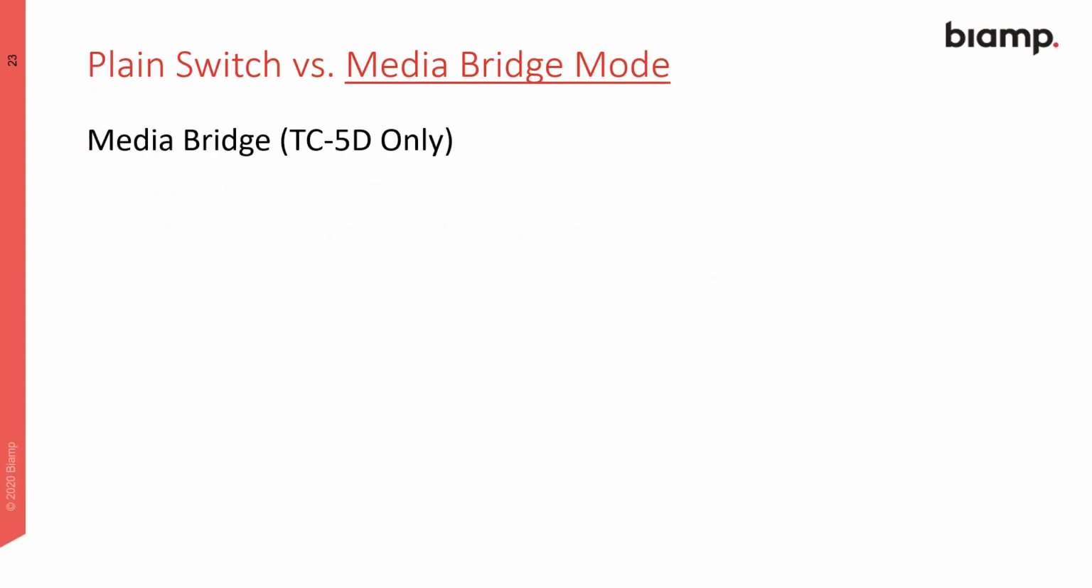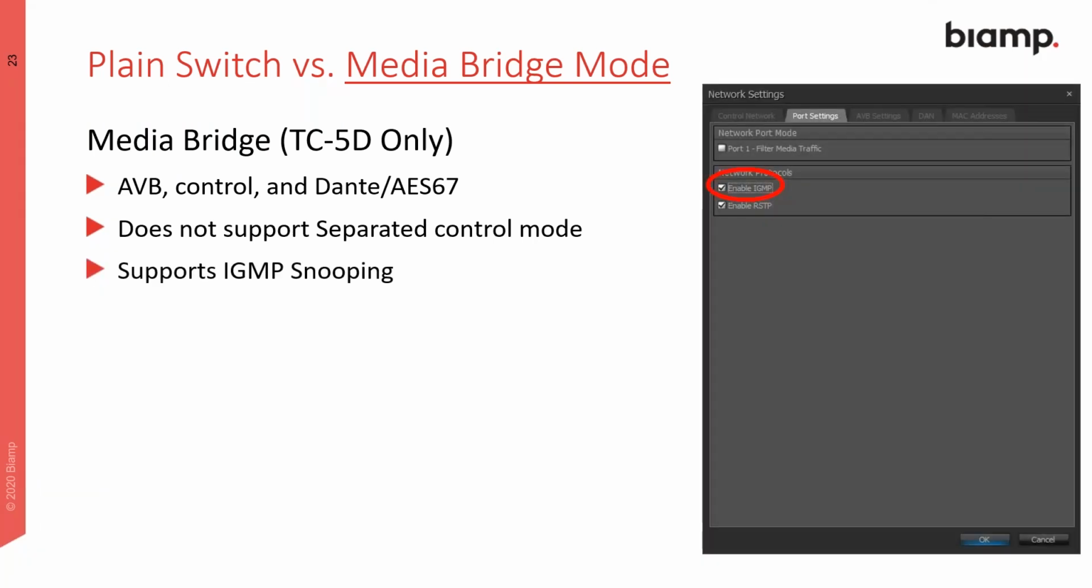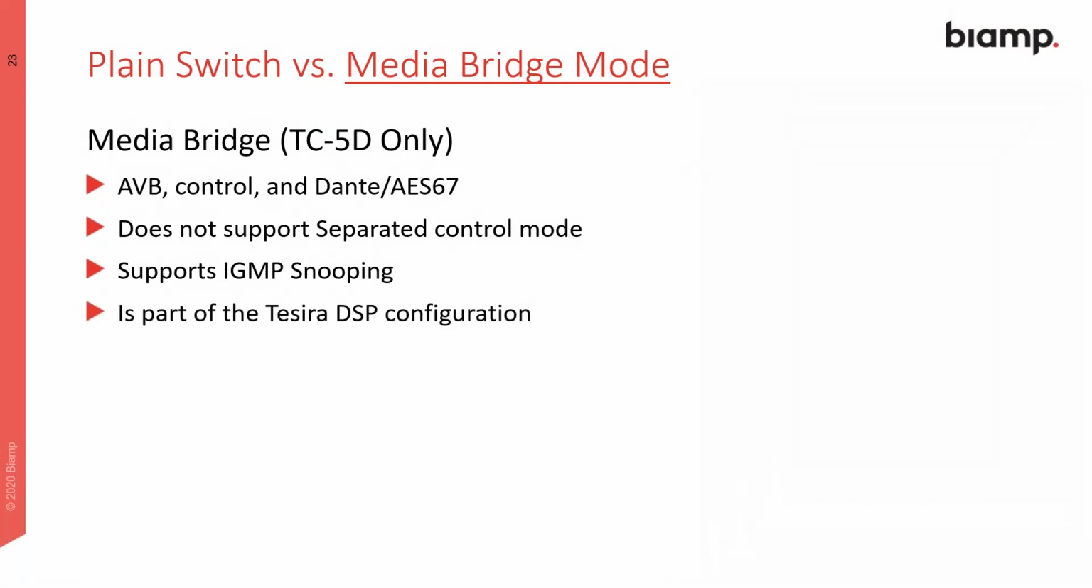Okay, so let's move on to the media bridge mode, which is supported on the TC5D only. Anytime you need a media bridge mode, you are limited to the TesiraCONNECT 5D. AVB, control, Dante, and AES67 supported by Dante can be implemented into the system. It does not support separated control mode. Also, like the TesiraCONNECT, it supports IGMP snooping.